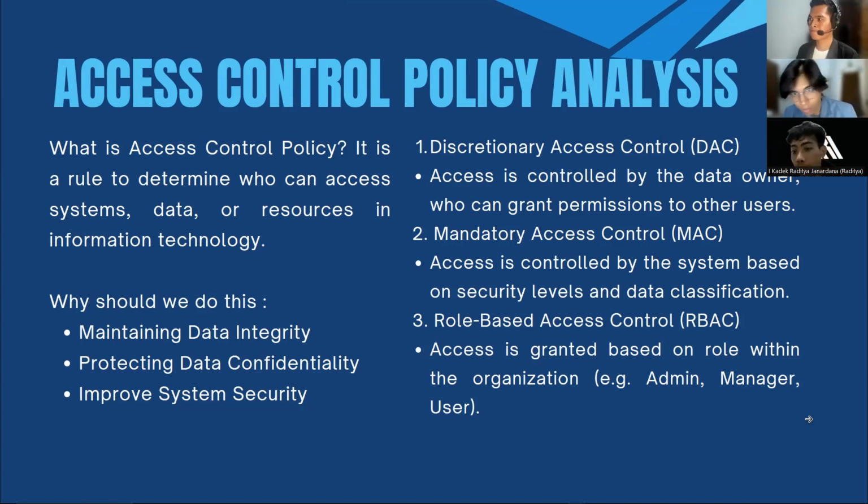Access control policy protects systems from unauthorized access, cyber threats, and malicious activity by restricting access based on role, security clearance, or authentication method. Organizations can prevent attackers from exploiting vulnerabilities. So there are three types that I already know.